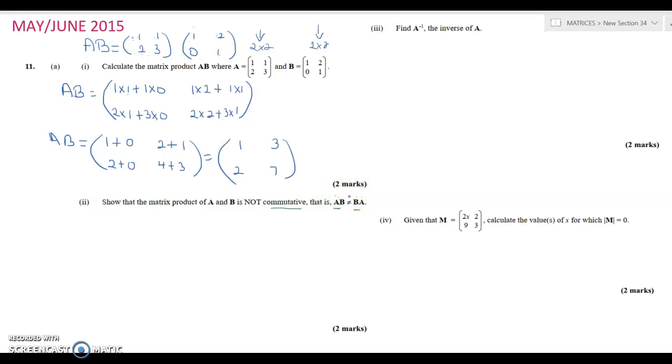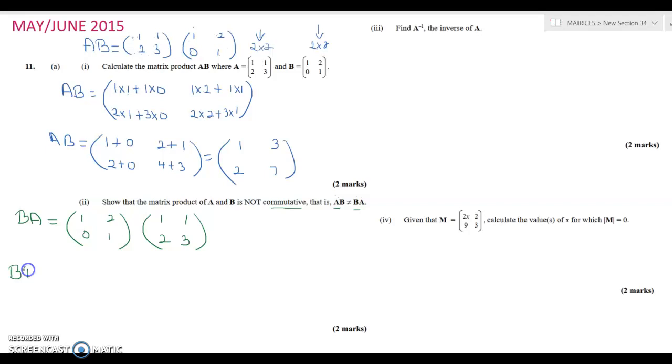When two numbers or two matrices are commutative, that means AB and BA should be the same. Commutative means the order, for addition and multiplication, doesn't matter. Besides that, let's go and find BA. So BA, let's put matrix B first: 1, 2, 0, 1, and then 1, 1, 2, 3. Here we want to show that the matrix product AB is not equal to BA, that it is not commutative.